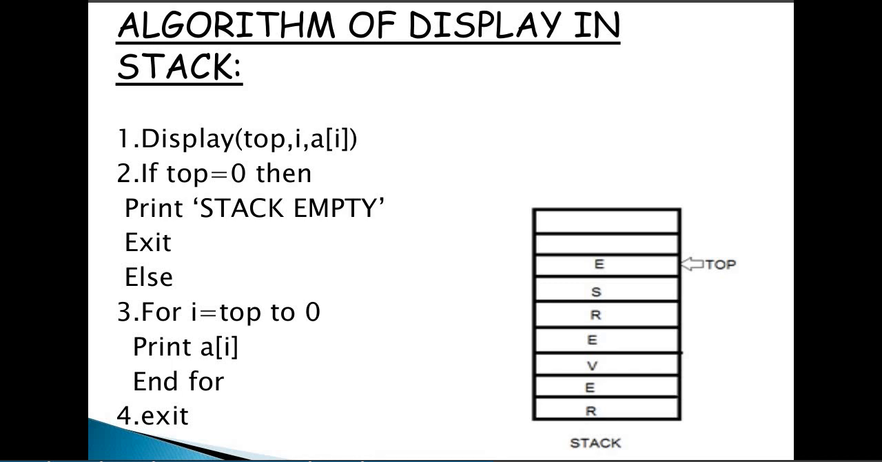And the third step is for i equal to top down to 0. So finally you have to check the values from the last to the 0th position, and we will print all the values after the operations of push and pop. And finally, after printing all the values, it will exit.